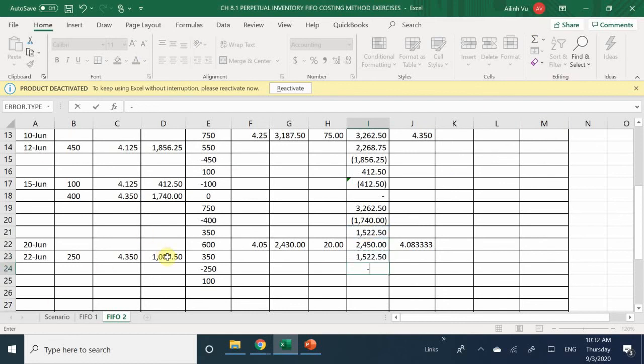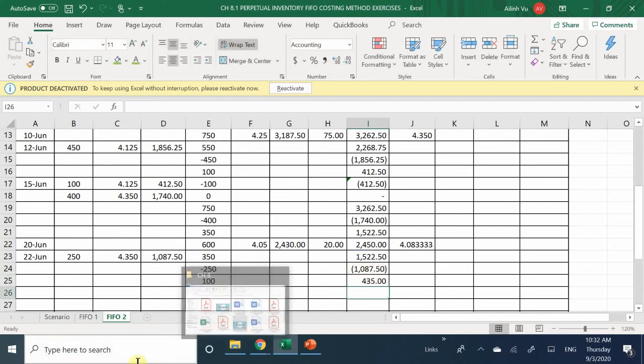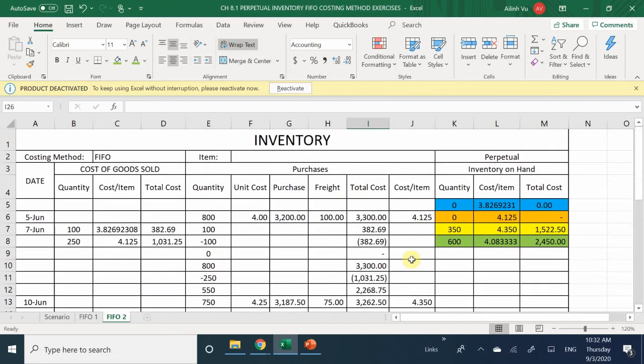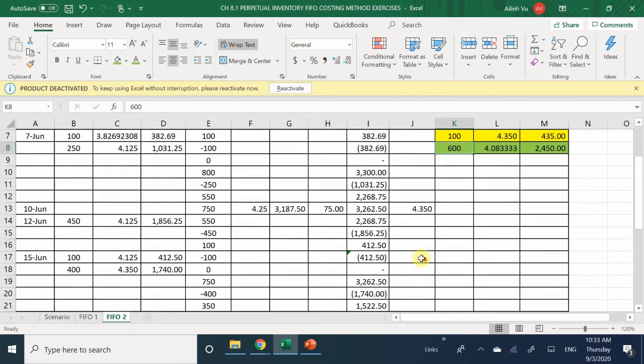I'm going to subtract my 1087.50, and I should get how much left? 435. 435 even. Okay, and then in this case, what do I do here? Update it. How many do I have left? Good, I only have 100 left, and it matched my total cost of $435 even. Good. All right, we're almost done here, guys.